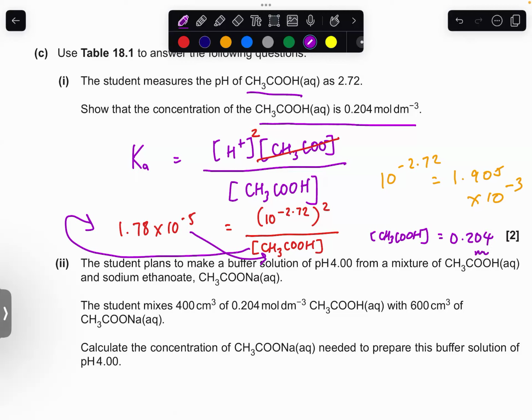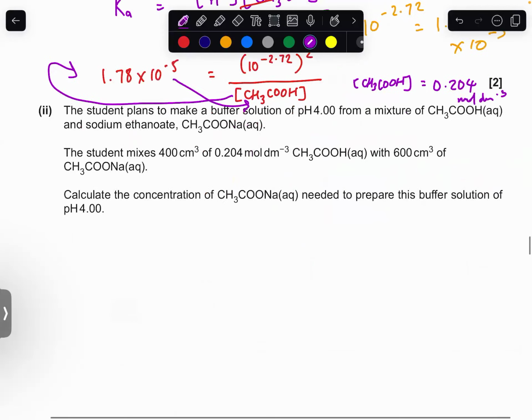0.204 moles per decimeter cubed. Oh, the answer is given in the question. They just wanted to ask you how to do that. Okay, good. Moving on.